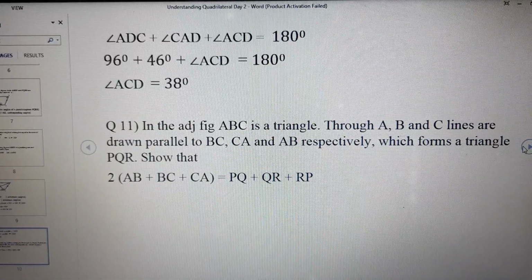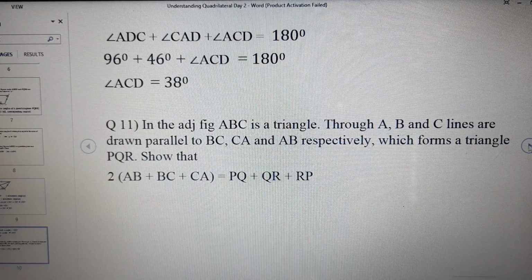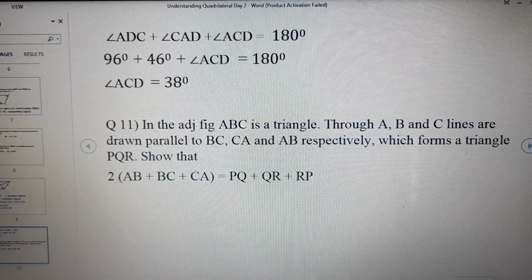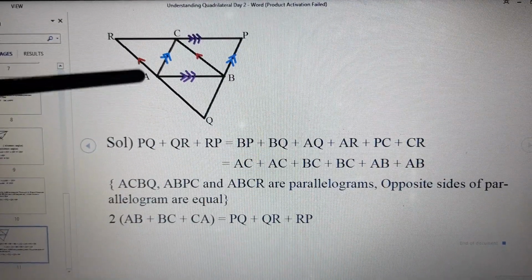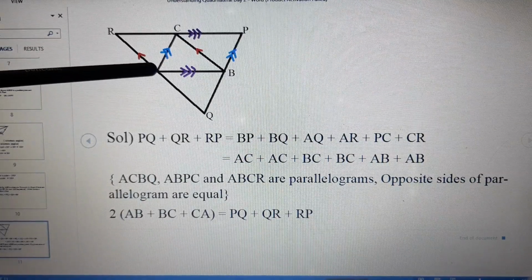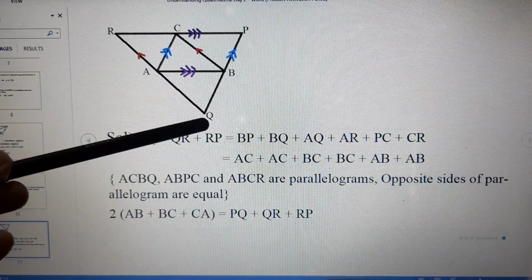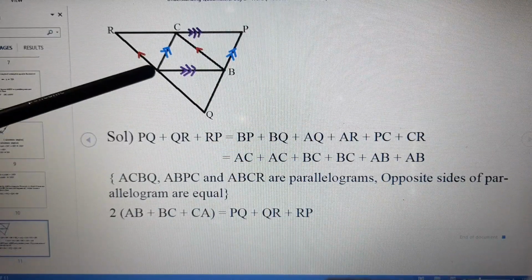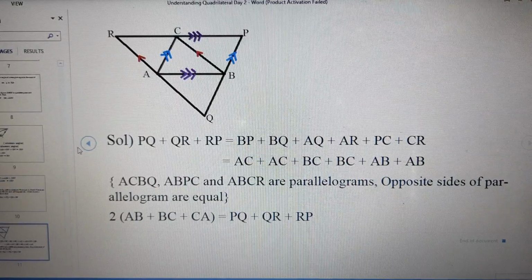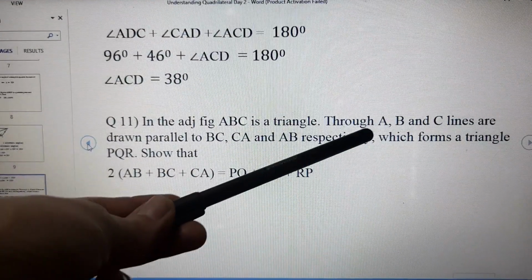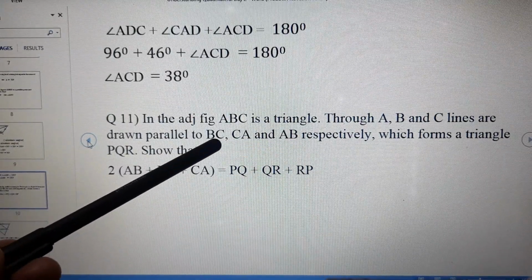It says that we have a triangle ABC, and through points A, B and C, they have drawn lines which are parallel to BC, CA and AB respectively. First of all, you have to understand the diagram. Triangle ABC has been drawn. From point A, we have drawn a line which is passing through A. RQ is a line which is passing through point A and parallel to BC. Are you getting it? That's what they were trying to say. Passing through A, they have drawn a line which is parallel to BC.